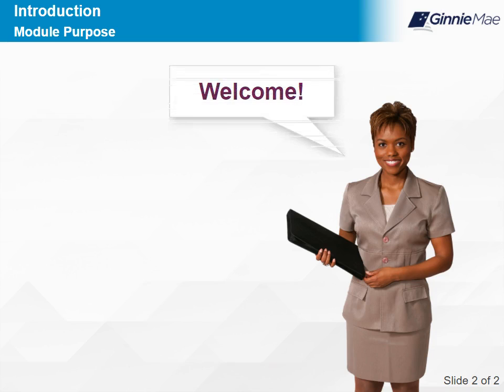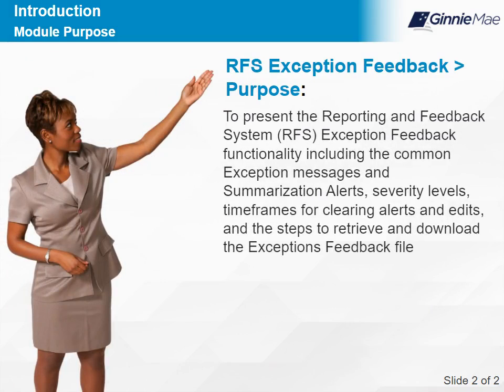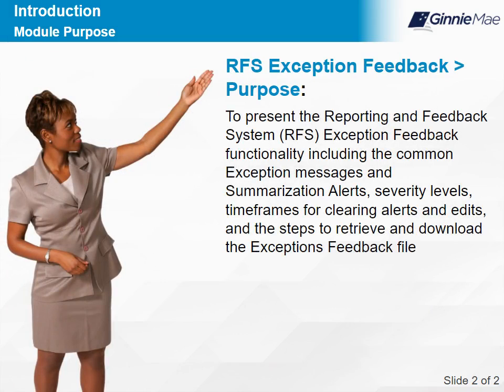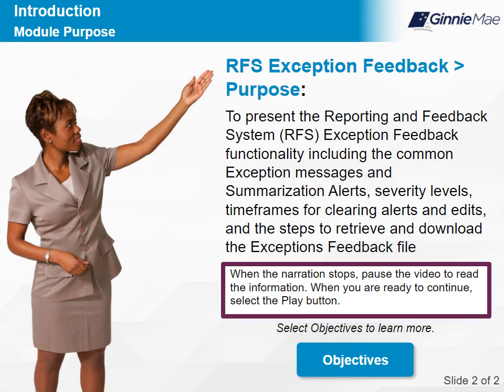Welcome to RFS Exception Feedback. The purpose of this training is to present the Reporting and Feedback System (RFS) Exception Feedback functionality. This includes the common exception messages and summarization alerts. It also includes severity levels, timeframes for clearing alerts and edits, and steps to retrieve and download the exceptions feedback file. Select objectives to learn what you will be able to do by the end of this module. Select Next to continue when you are ready.